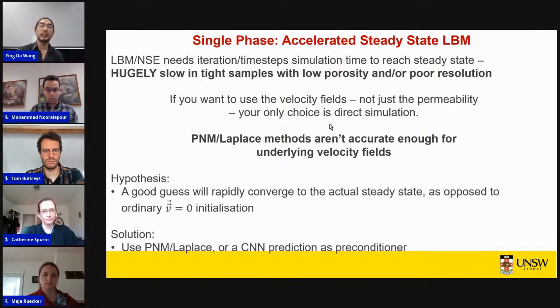If you're just interested in the permeability, of course, your Pore network model or your Laplace method will give you a pretty accurate result. The hypothesis is that if you make a good guess on what the steady state solution is, you could probably get a pretty good speed up compared to just using a uniform initialization. So in order to test this, we can make estimates using Pore network models, Laplace methods, or convolutional neural networks, which I'll get into now.